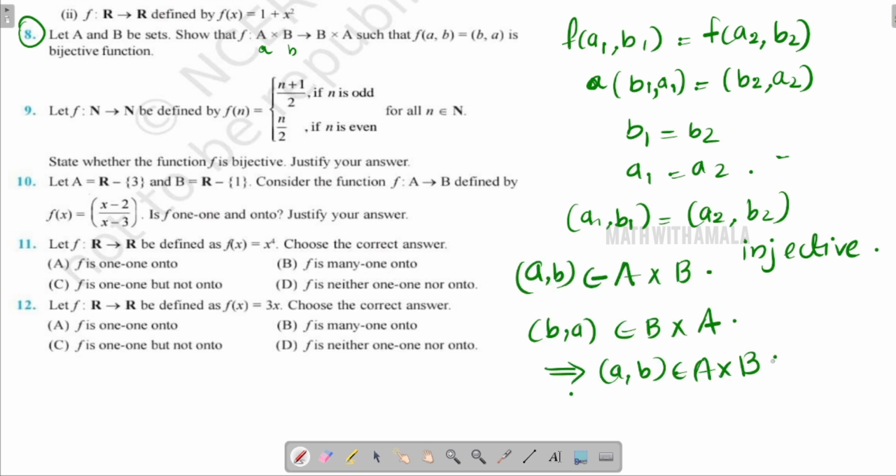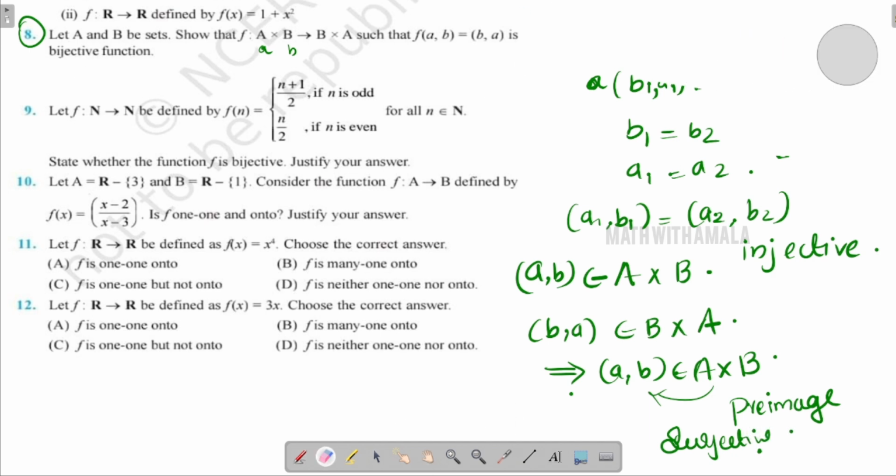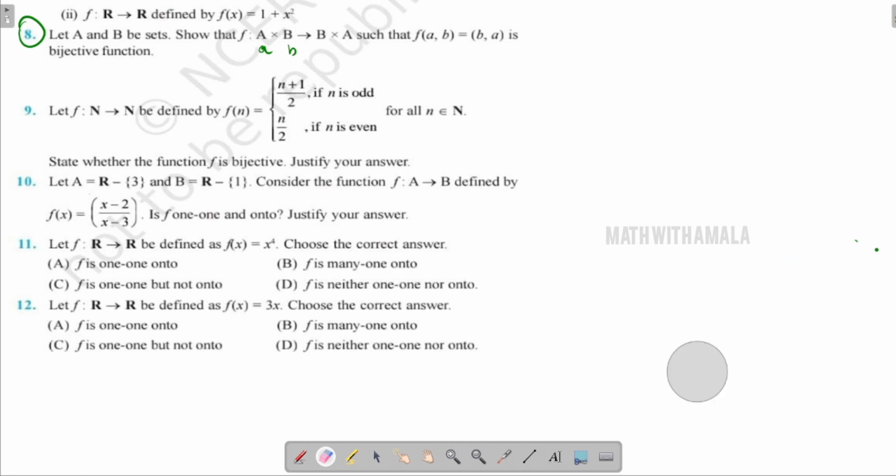For the next, let's take (b, a) belonging to B cross A. This implies that (a, b) belongs to A cross B because small b is taken from capital B, small a is taken from capital A. Hence A cross B will have this pre-image, which is a surjective condition. Hence it is an onto condition.